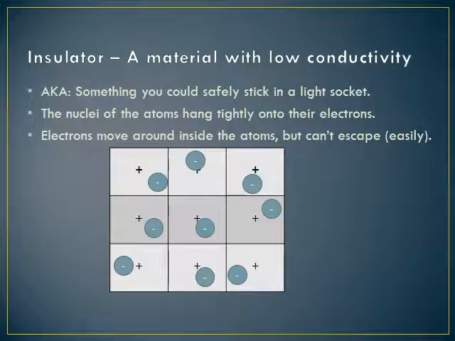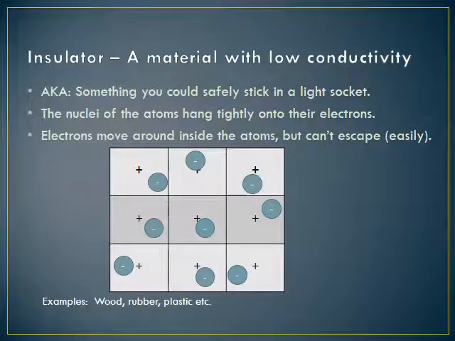So this might be a picture of an insulator. It has 9 atoms in this insulator. Each atom has its proton sitting there in the middle of the nucleus, and each atom has 1 electron. But you'll notice that each of those electrons is staying happily with their own atom. They're not moving from one atom to another, and they're certainly not getting off the insulator overall. So insulating materials keep their electrons.